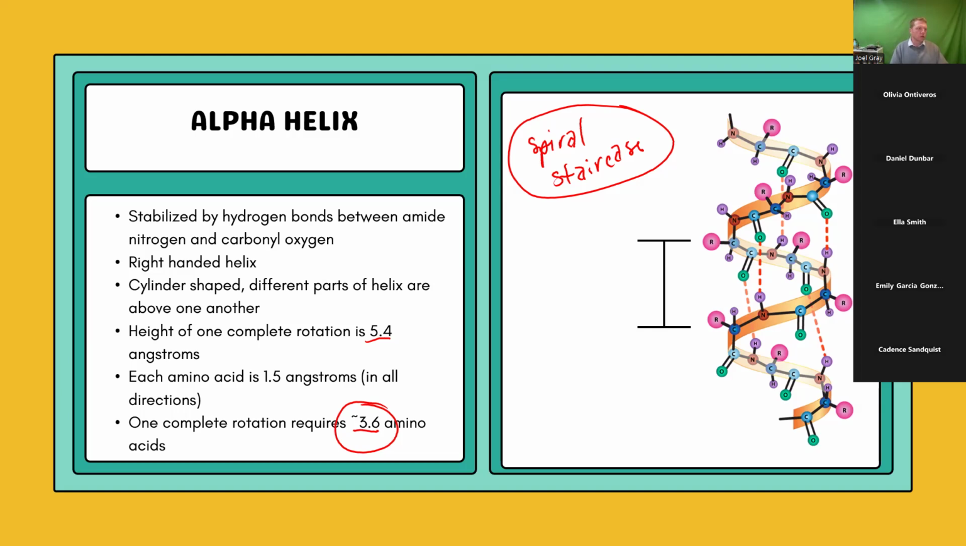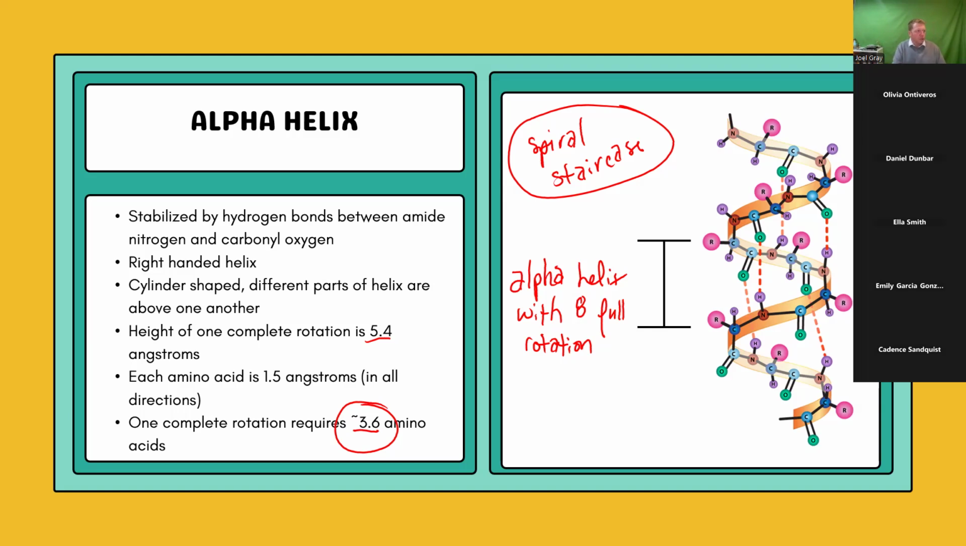So here's the sort of question that I want you to be able to answer. Let's say that you have an alpha helix with, let's say, 8 full rotations. So again, you could think about this as like a spiral staircase. Well, there are 8 complete rotations. So that means you could stand at the bottom, another friend above you, and so on and so on and so on. How tall is that alpha helix?